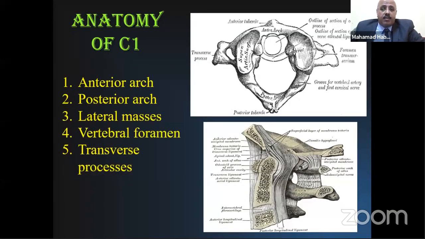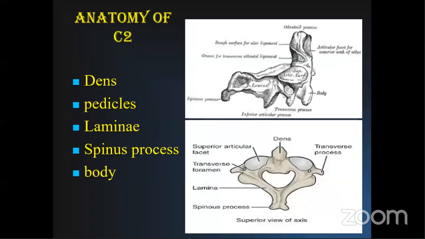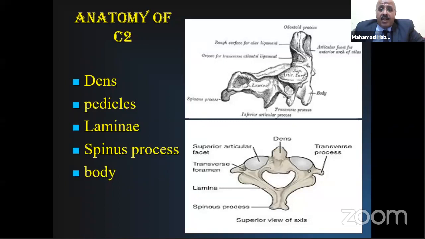Anatomy of C1. It's formed of the anterior arch, posterior arch, lateral masses, vertebral foramen, and transverse process. Anatomy of C2 is formed of the dens, pedicles, laminae, spinous process, and body.